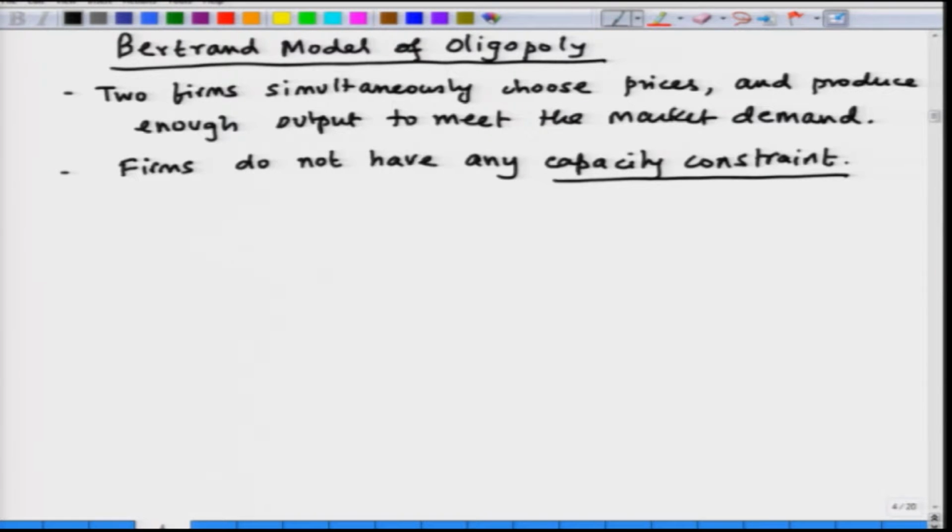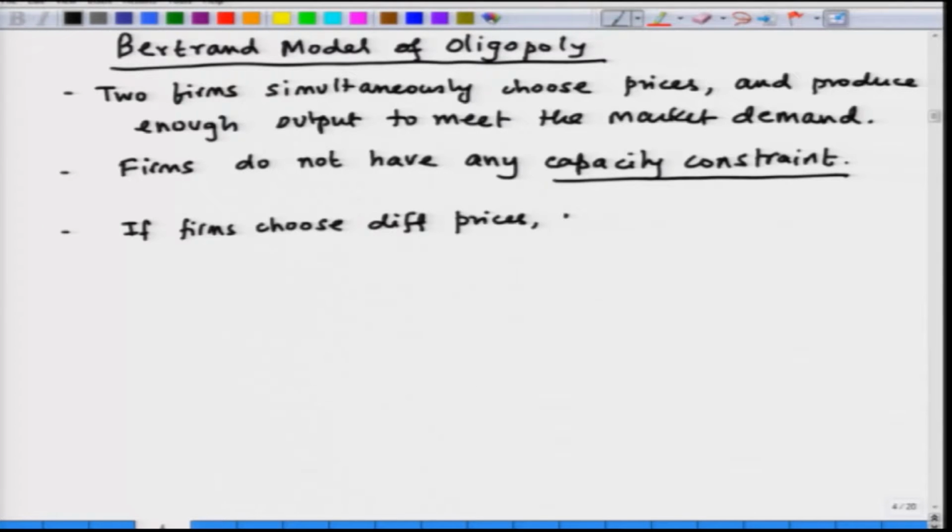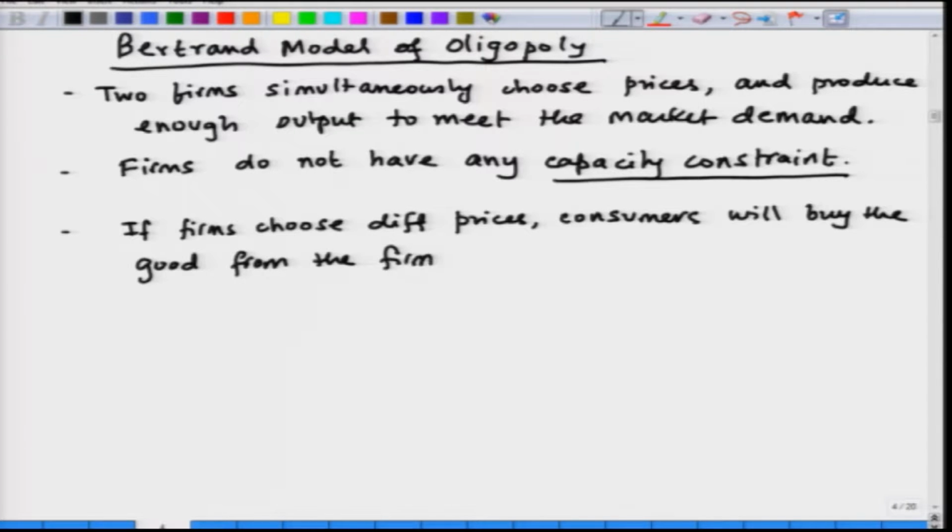Okay. Now, if firms choose different prices, then the consumer is going to purchase from the firm which charges the lowest price, right. So, if there are let us say two firms, firm 1 is charging P1, firm 2 is charging P2 and P1 is less than P2, then all consumers are going to buy the good from firm 1. So, if firms choose different prices, consumers will buy the good from the firm which charges the lowest price.